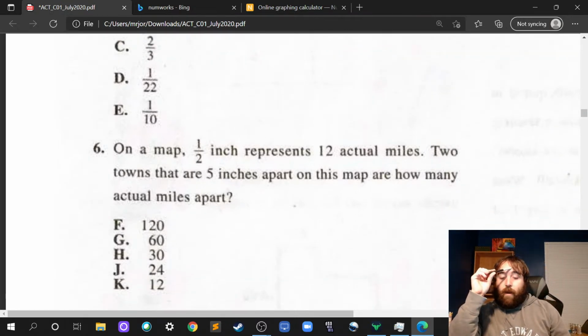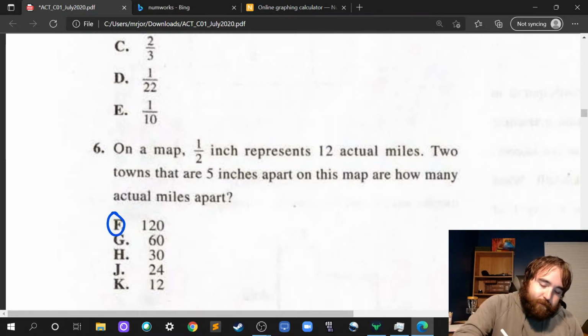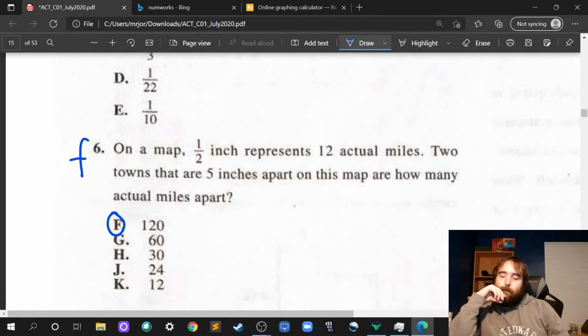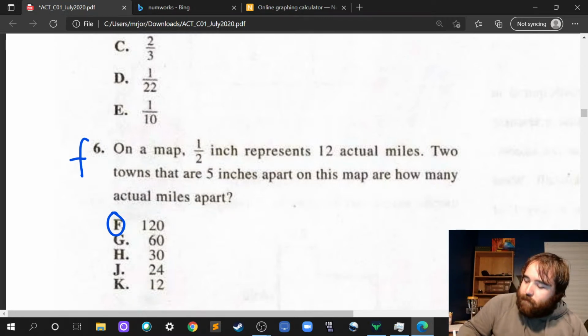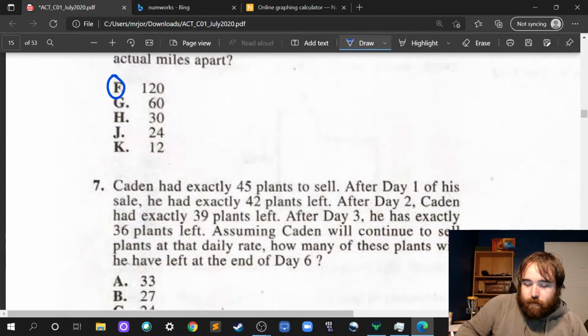On a map, 1/2 inch represents 12 miles. 2 towns are 5 inches apart. How many miles are they actually? So that's 10 half inches, right? So that's 120 miles. Let me know if I make a mistake. I definitely make mistakes.